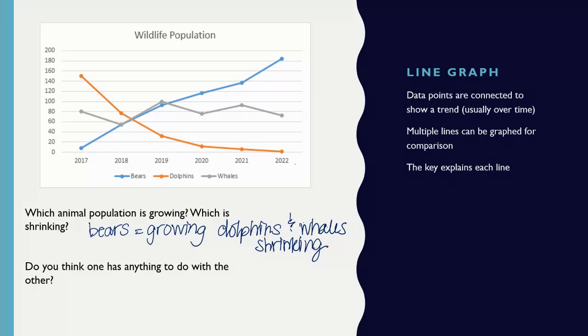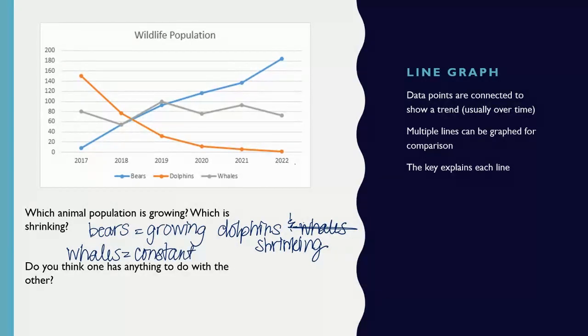That orange line, that's dolphins, really seems to drop. The whale line kind of seems pretty steady, actually. So I don't know if I would necessarily say that they're shrinking. Maybe we cross that off, and maybe we say that the whales are just staying constant. Yeah, they fluctuate, but they're pretty constant over time.